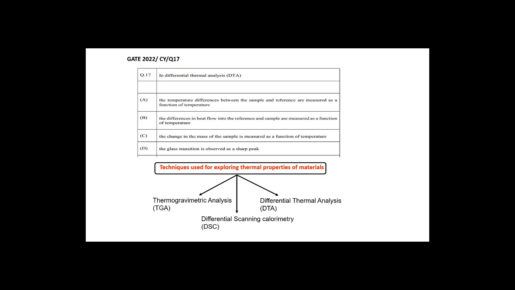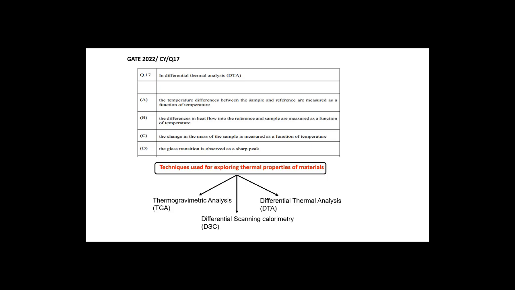Let's discuss question number 17 of Q17 Chemistry. The question is, in differential thermal analysis or DTA, which of these four options are correct? First option is the temperature difference between the sample and reference is measured as a function of temperature.